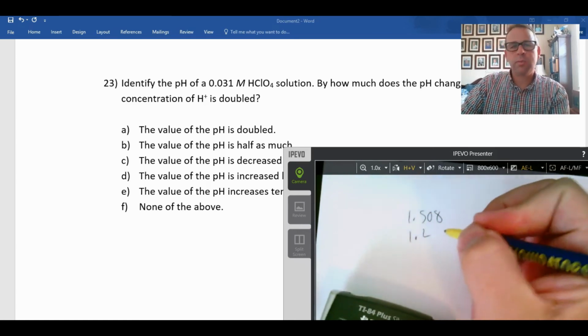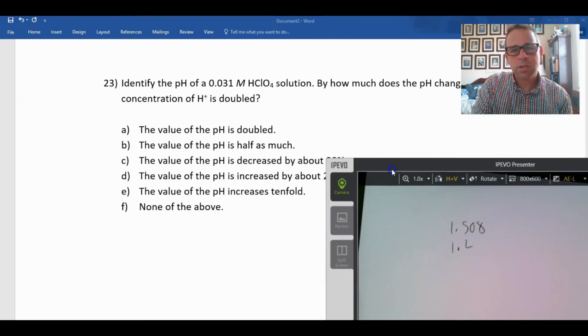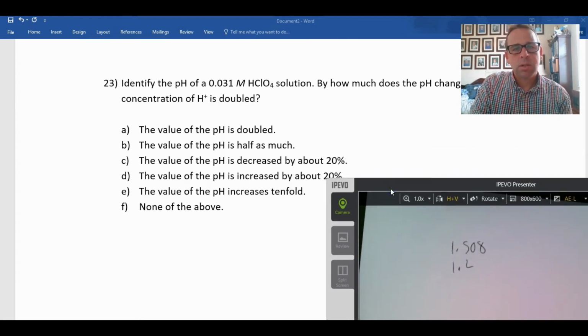So it changed from 1.5 to 1.2. And that is an increase or a decrease? It's a decrease. By how much? A decrease by about 20%. So that's how we got the answer, decrease by about 20%. That's C. Right. Okay, good job.